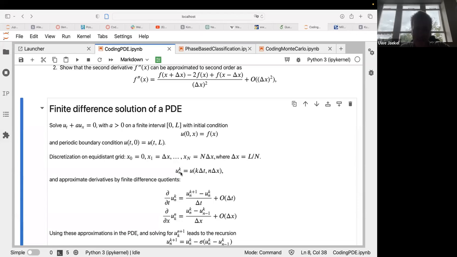So we discretize the function. We say u with indices k and n. K is the time step. It doesn't mean to the power of k in this case, but it means we are in the kth time step, and we are on the nth grid point in space. So kth grid point in time, nth grid point in space.